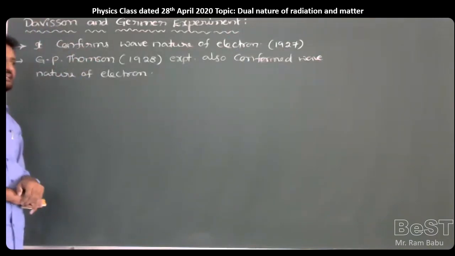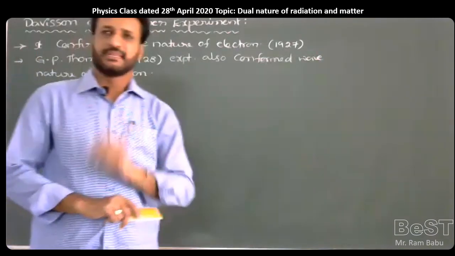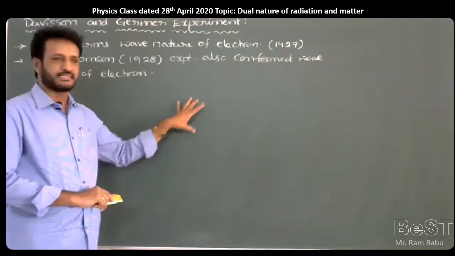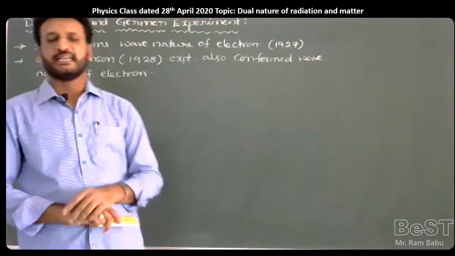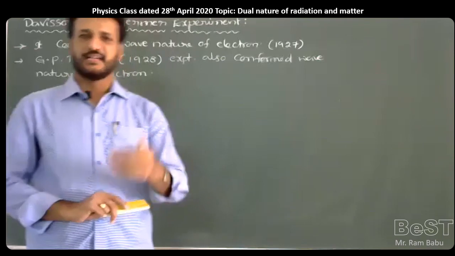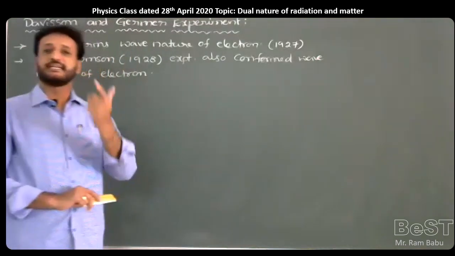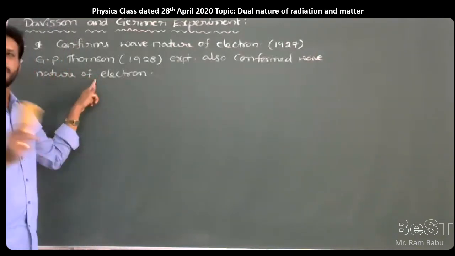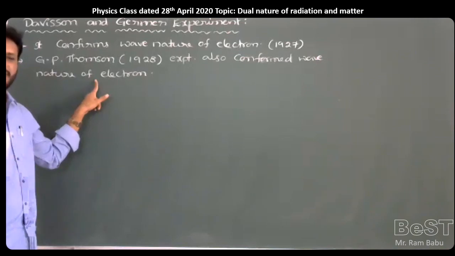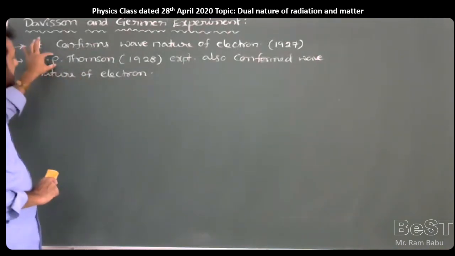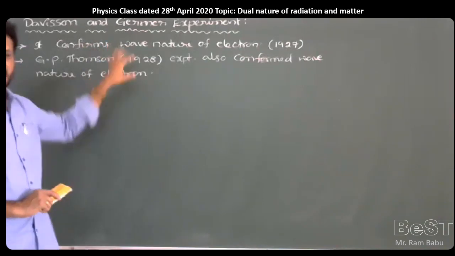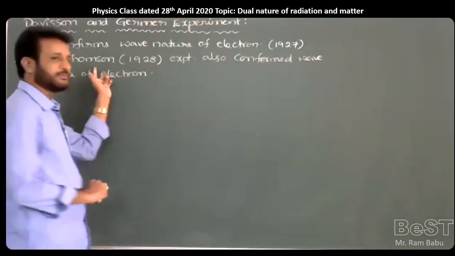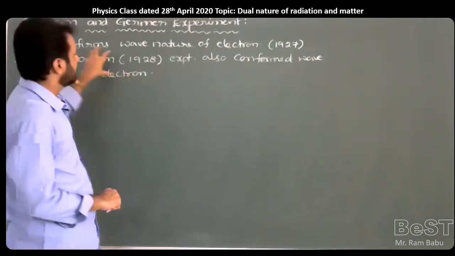One more interesting thing: around 1897, the electron was first discovered by J.J. Thomson. According to J.J. Thomson, the electron is a particle. It has a mass and also a charge. But about 30 years after the discovery of the electron, J.J. Thomson's son, G.P. Thomson, proved the electron is a wave. The electron is not only a particle, but also a wave. So J.J. Thomson discovered the electron and showed it is a particle, but after 30 years G.P. Thomson proved it is a wave. That's why it is one of the important experiments.